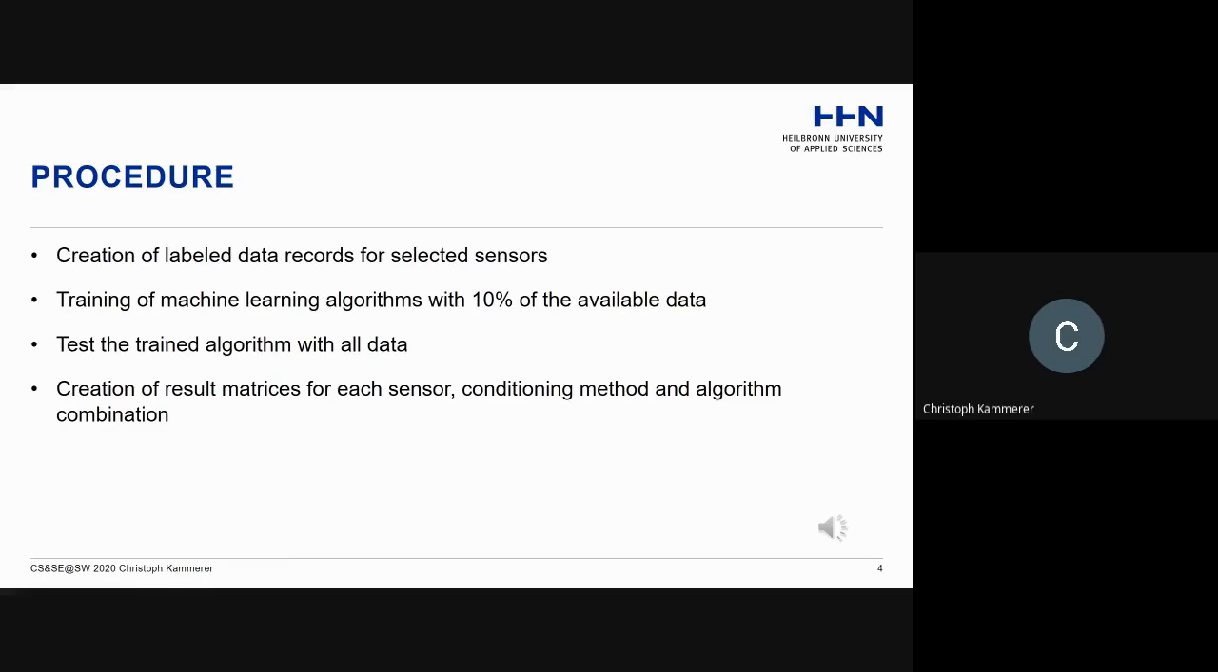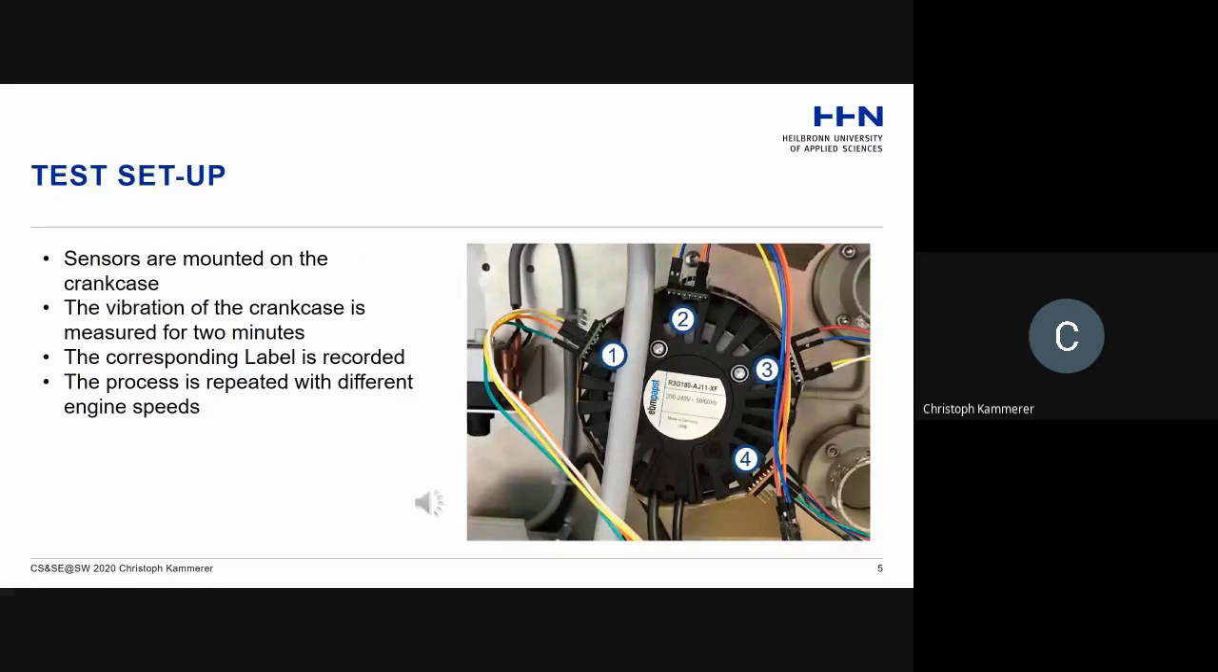In this slide, you see the test setup used to generate the data. It is a fan motor of IBM Papst on whose crankcase 4 sensors are mounted. The 4 depicted sensors are all 3-axis accelerometers. The vibration of the motor is measured for 2 minutes at constant speed. The corresponding label for the classification is also recorded. The measuring of the vibration was done in an idle state of the motor and in 6 different rotation speeds.